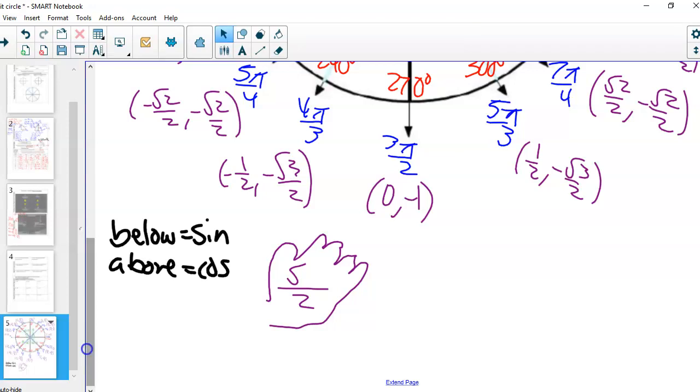Alright, so let's start with our thumb. How many fingers are above our thumb? None. How many fingers are above your thumb? Did you skip that? Okay, so that number goes inside.